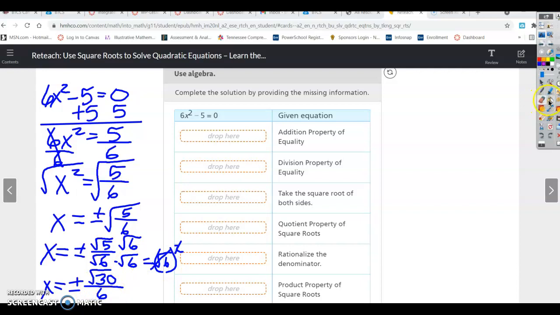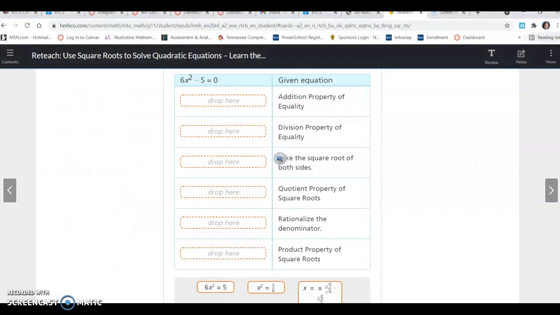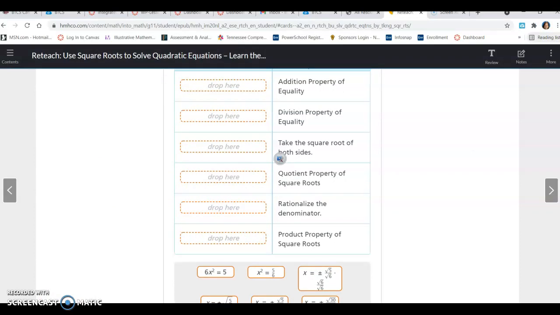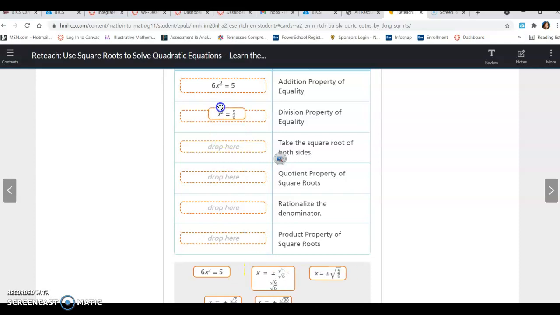Alright, so now we can look at what needs to go in our drop-down box. Alright, so the first thing we did was add 5 to both sides. So we're going to take 6x squared and drop it here. And then we divided by 6. So take this one and drop it in the next spot. And then we took the square root of both sides.